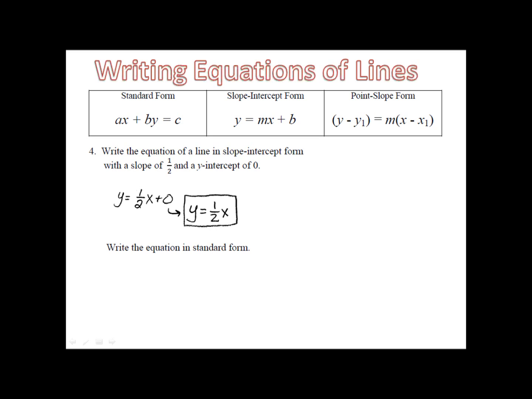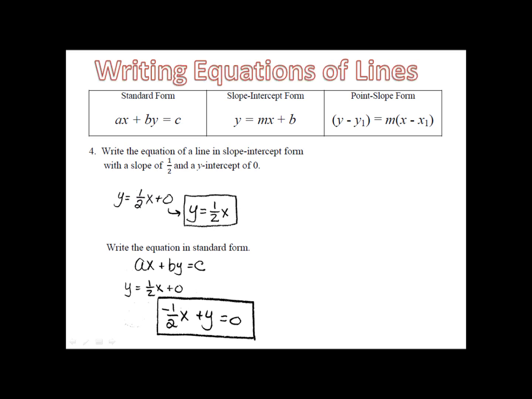Here we have a y-intercept of 0 and a slope of 1/2. So we have y equals 1/2 x plus 0. Because plus 0 is really not necessary, it's like saying you're 15 plus 0. We don't really need to say the plus 0. We can just say y equals 1/2 x. To move this into standard form, I'll subtract the 1/2 x from each side. -1/2 x plus y equals 0.